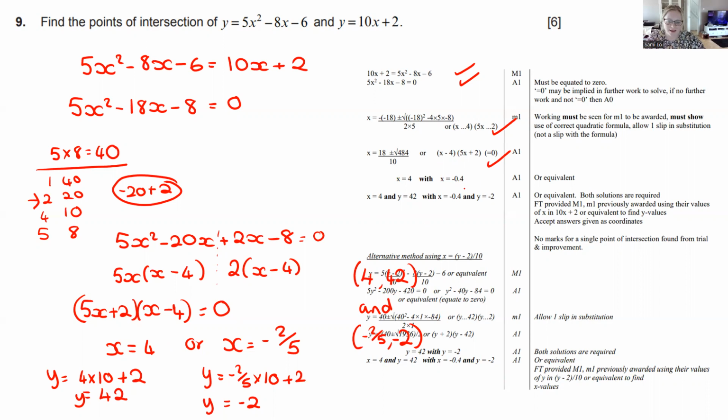Values of x gave us a mark each. Some of you like that with the decimals. Okay, minus 2/5 is the same as minus 0.4. That's where the "or equivalent" comes in. And then subbing them in to get the y values of 42 and minus 2 gave us the last marks here. So this one was worth 6 marks. Hopefully you see where all the 6 marks have come from now.